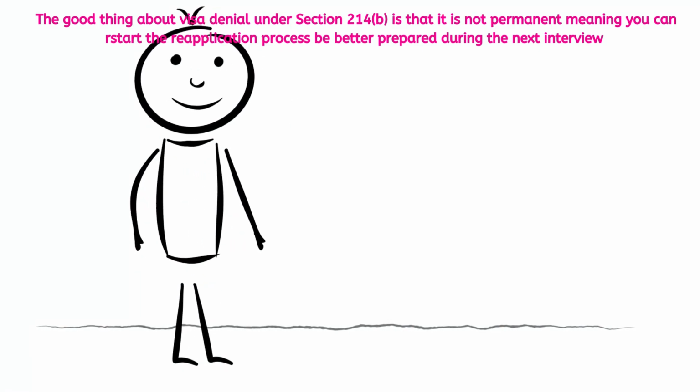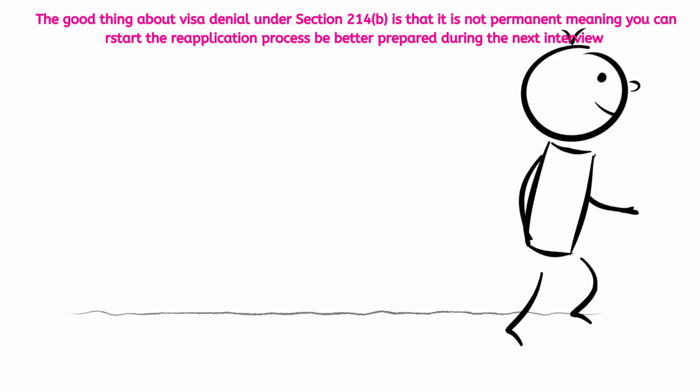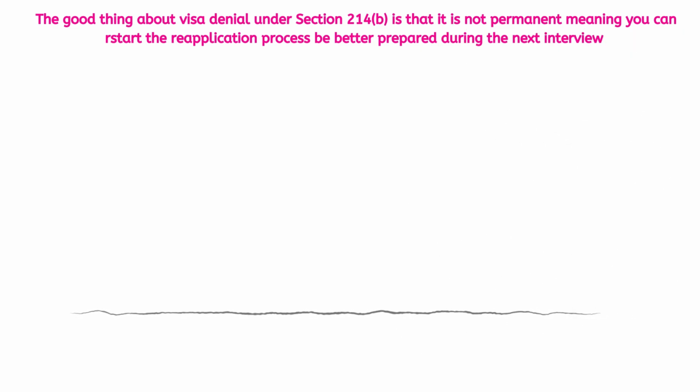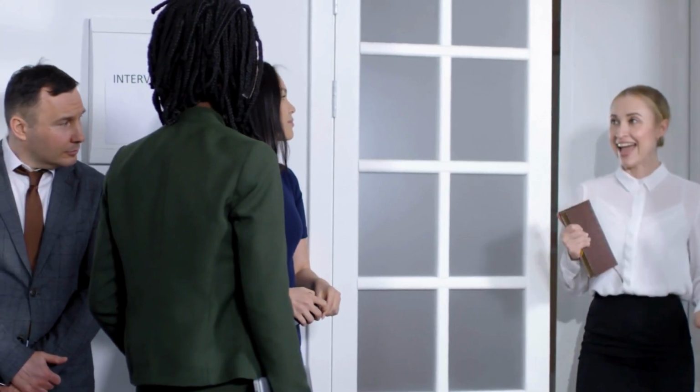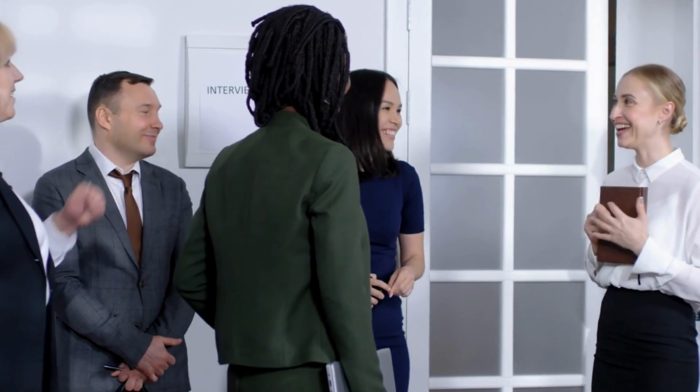Now friends, the good thing about visa denial under Section 214B is that it is not permanent, meaning that if your visa is denied by the visa officer, you can start the reapplication process, and during the next interview, make sure to carry the proofs that we just discussed to support your case, and I'm sure your visa will not be denied on these grounds again.